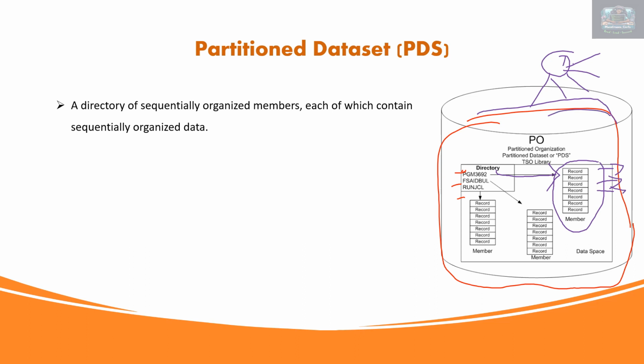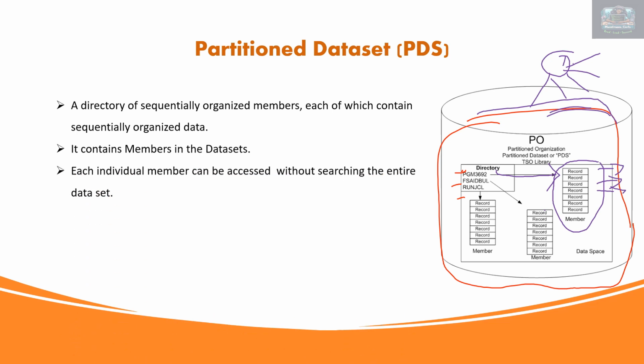Then after that you can access those members. It's a set of members you can put in one data set, like one file. It's like how a set of history books are kept in one rack. So it contains members in the data sets. Like I told you, each data set will have members, and each individual member can be accessed without searching the entire data set.